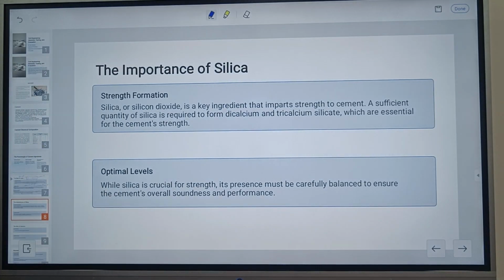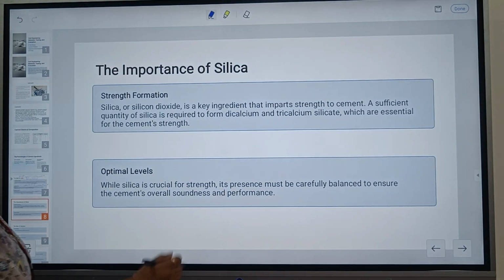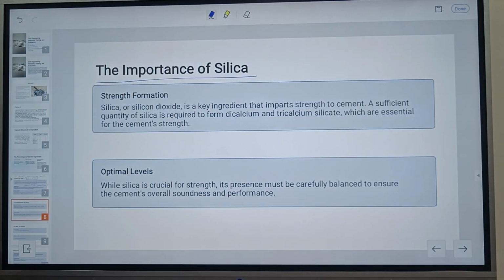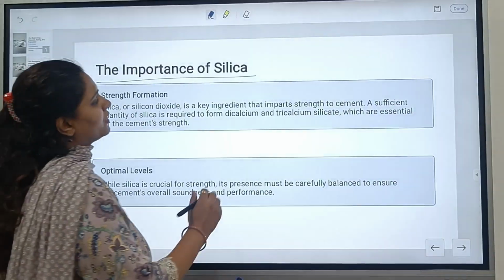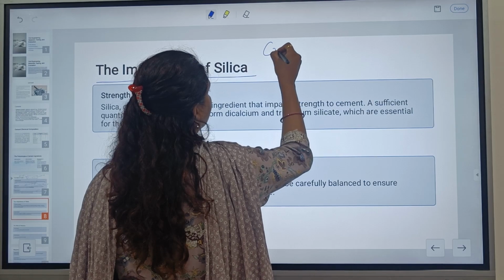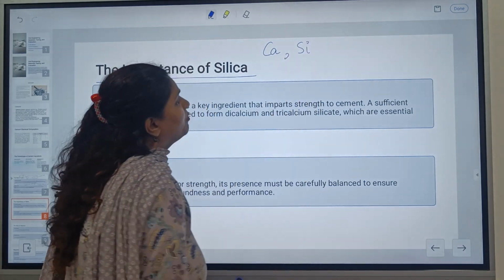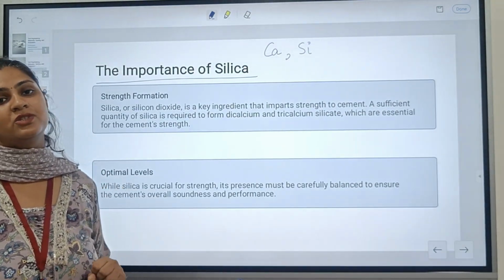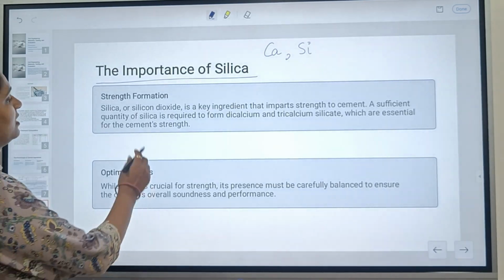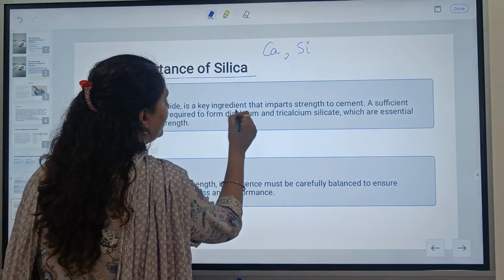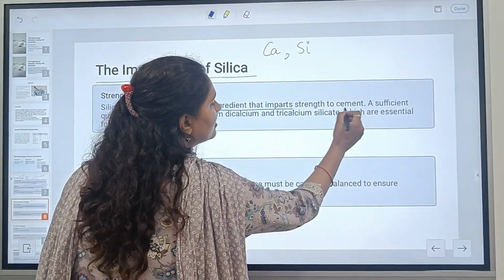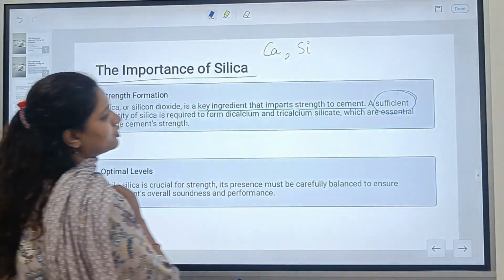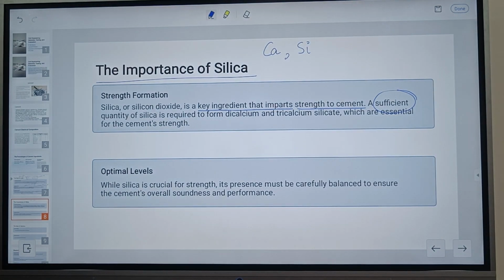Now the next one is silica. Silica is also an important parameter in the compositions of cement. When we talk about silica and calcium, both are responsible for the strength. They both provide strength to the final outcome of the structures. Silica and calcium oxide, these three ingredients provide strength to the cement. So it has to be in a sufficient quantity. It should not be less than required or in excess.